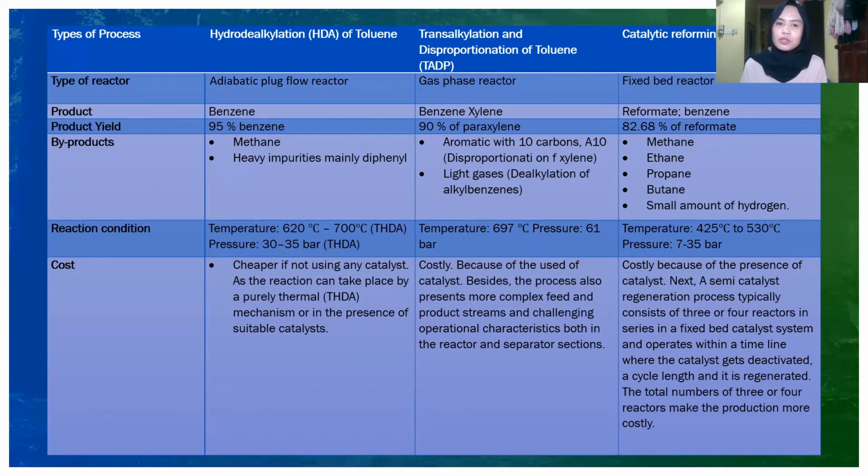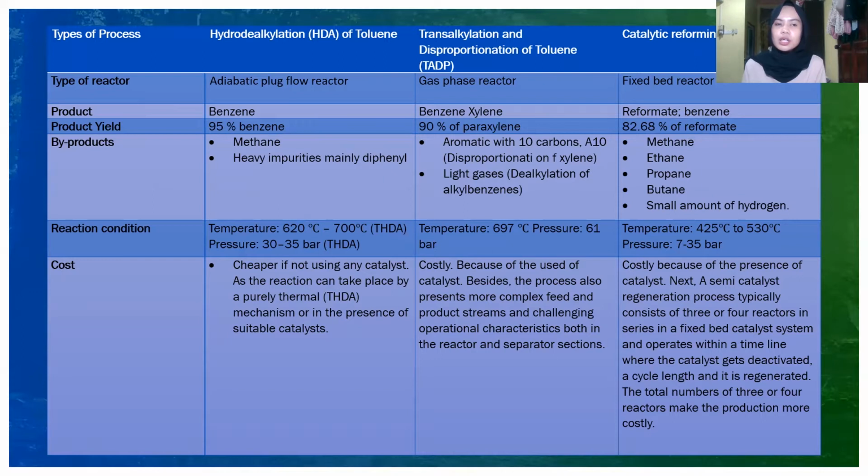The byproduct is also important in each process. HDA produces methane and heavy impurities, mainly diphenyl. TADP produces aromatics with 10 carbons, A10, disproportionation xylene, light gases, and the alkylation of alkyl benzene. And lastly, catalytic reforming produces a lot of byproducts, which are methane, ethane, propane, butane, and a small amount of hydrogen.